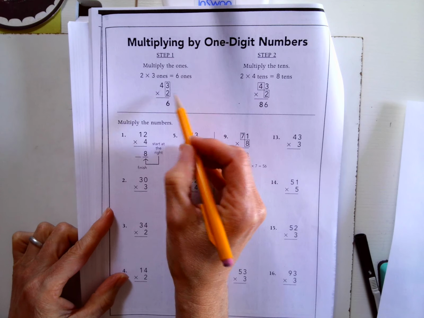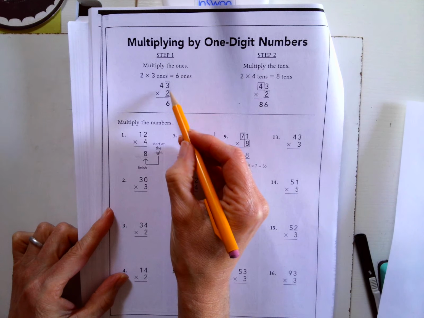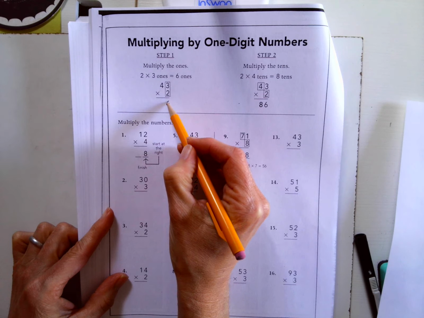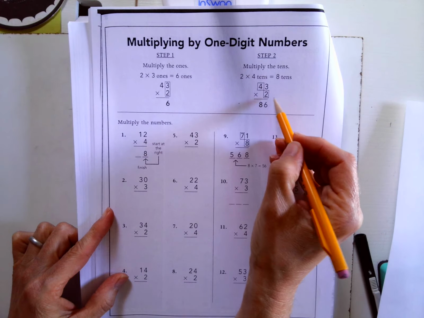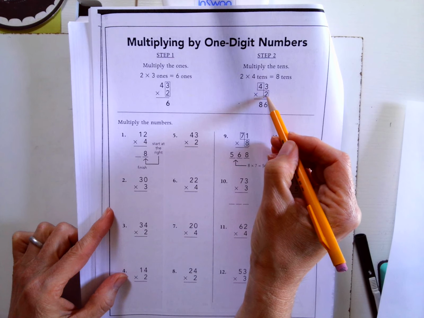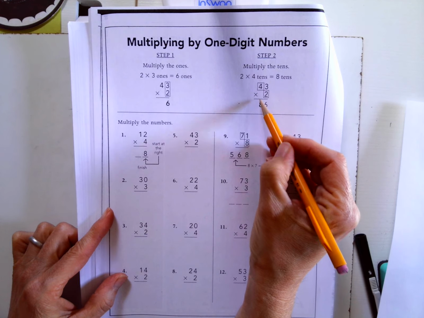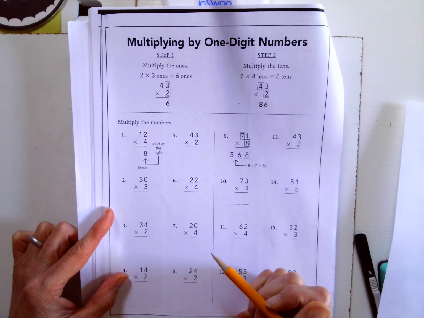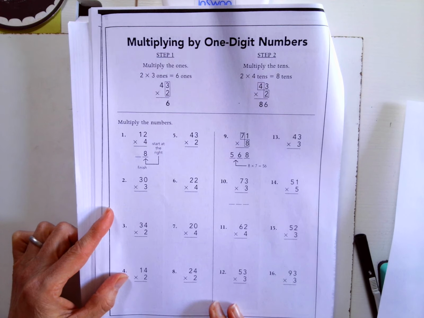And they show a nice example here. The traditional way to do this is to multiply the single digit by the ones and put the answer down in the ones place. And then step 2 is to multiply the single digit by the tens place, and you put the answer, 4 times 2 is 8, down in the tens place. So that's the traditional method of multiplication found on page 15.